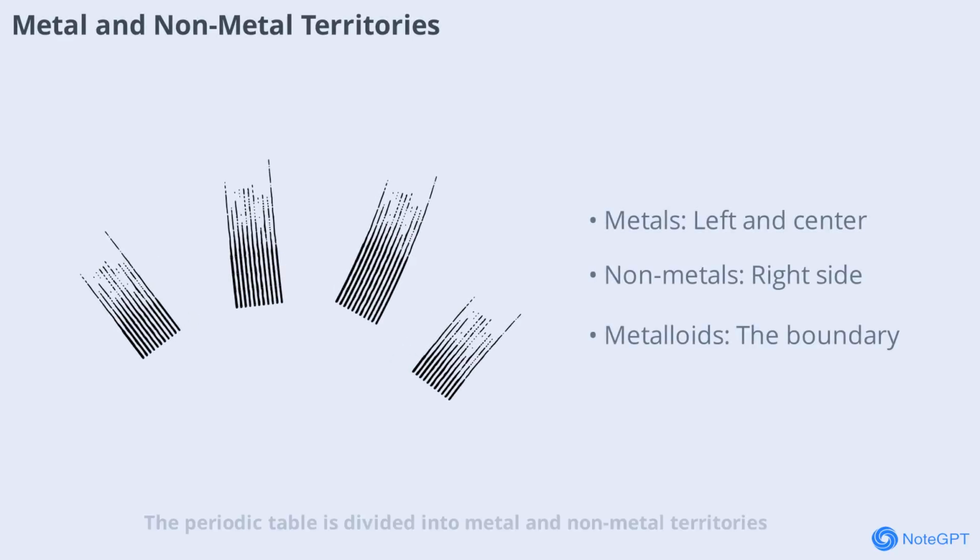The periodic table is divided into metal and nonmetal territories. Metals dominate the left and center, while nonmetals cluster on the right. This division helps explain why metals are good conductors and nonmetals are often insulators or gases. The boundary between these territories is where you'll find the versatile metalloids.